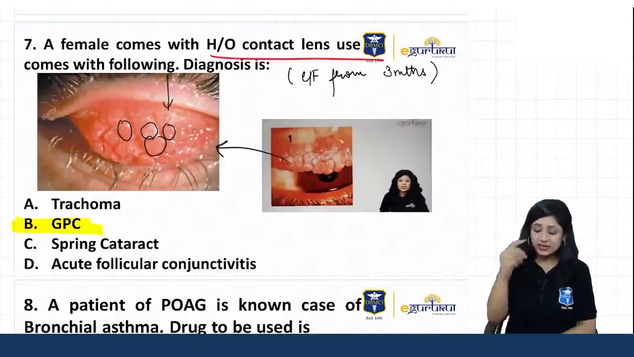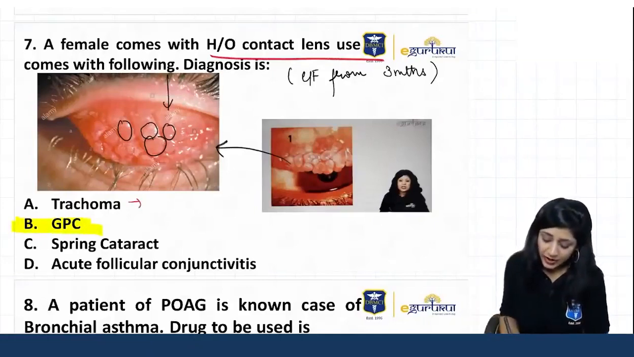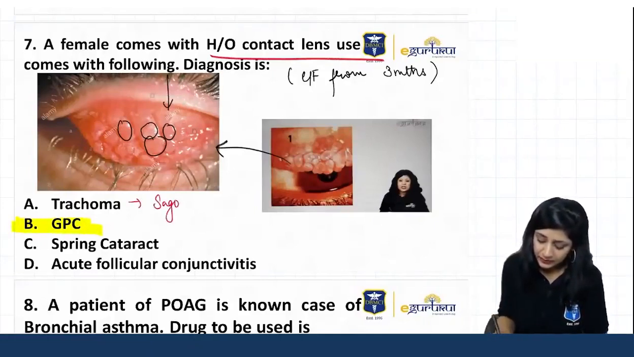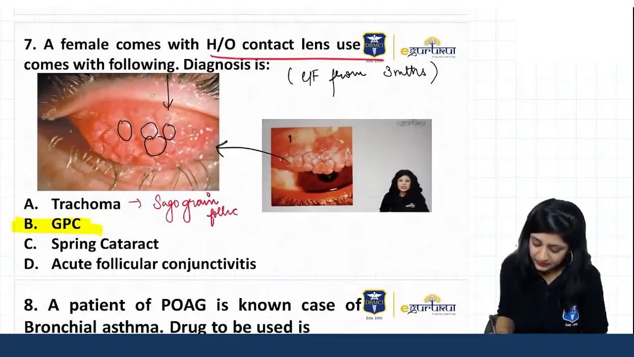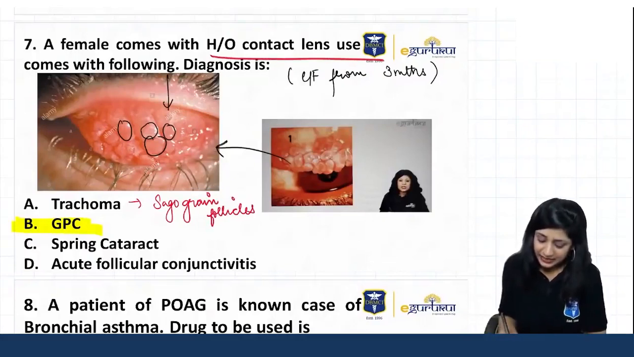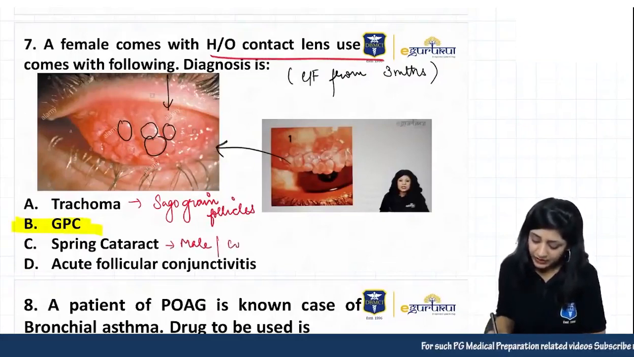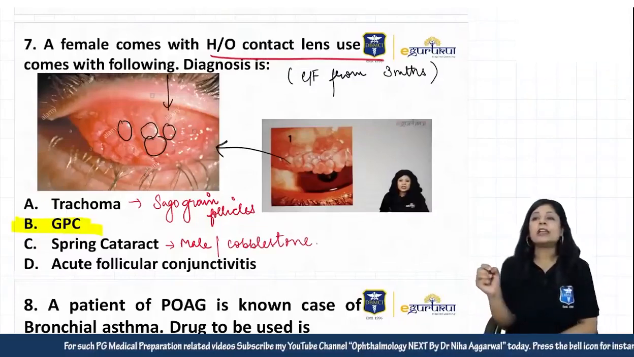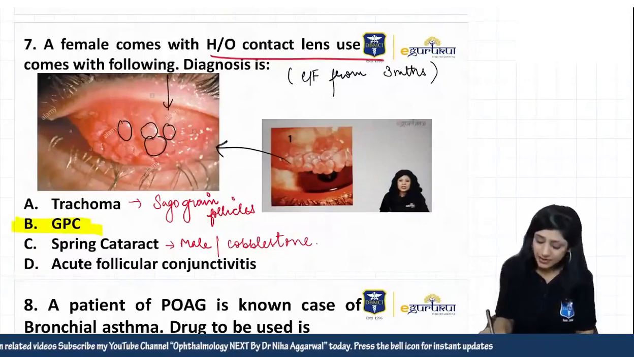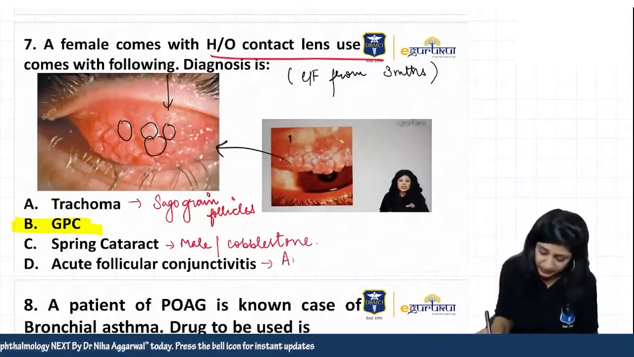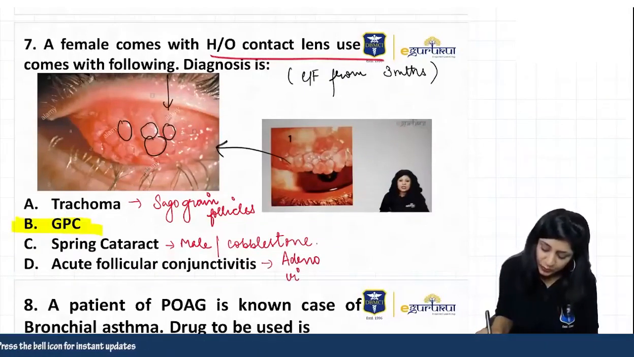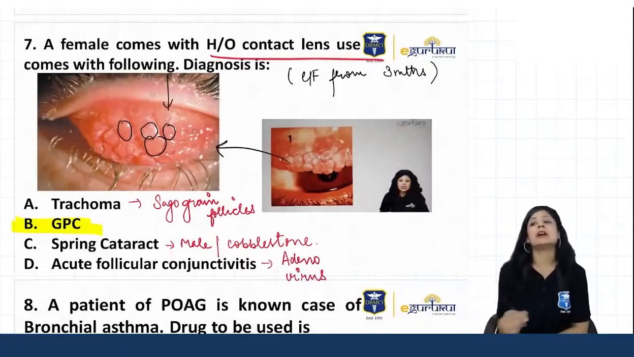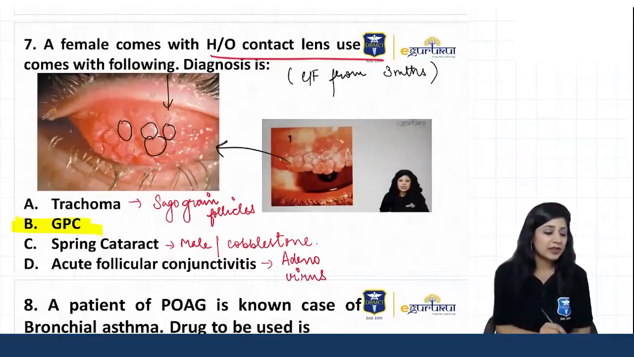Trachoma obviously is not it. For trachoma you require sago grain follicles. For spring catarrh, that is more common in males, and we require cobblestone papillae. In follicular conjunctivitis you have adenovirus, and in adenovirus you will have the typical fever also.